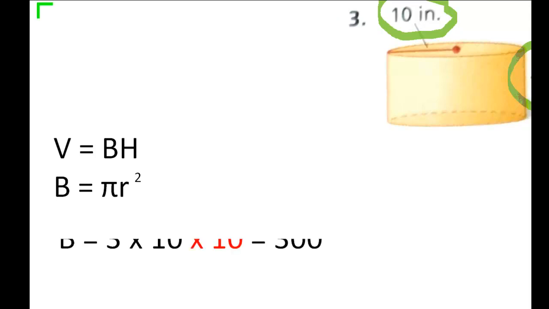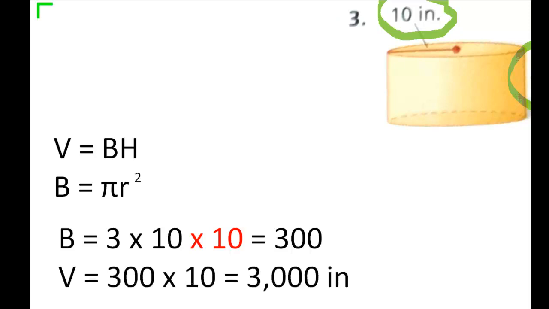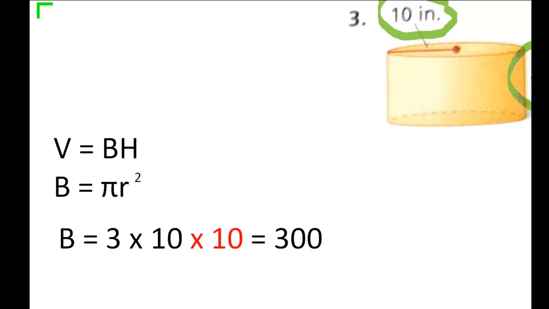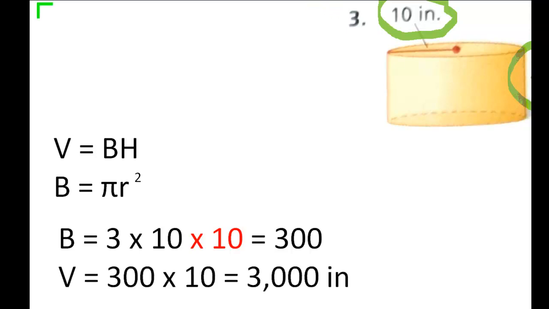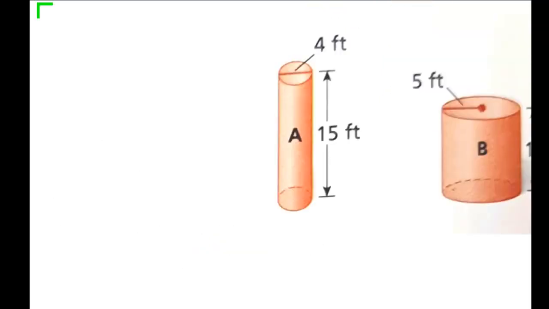Pi equals 3, r equals 10. Square means that I will multiply 10 by 10. So 3 multiplies 10 multiplies 10 will equal 300 inch square. Now let's find the volume. Volume will equal B, now 300 multiplies height, which is 10. So it equals 3000 inch cubed. Don't forget the unit, inch cubed.